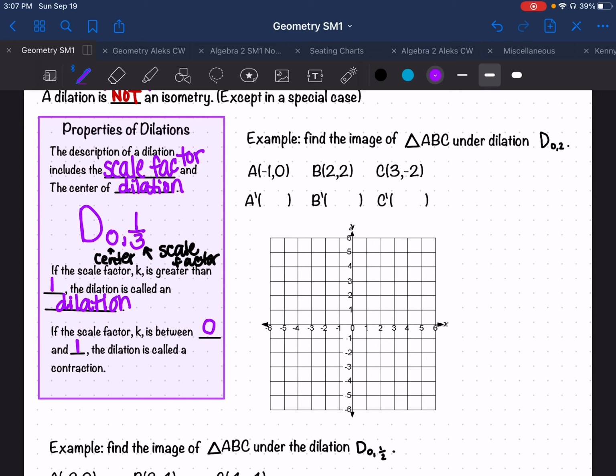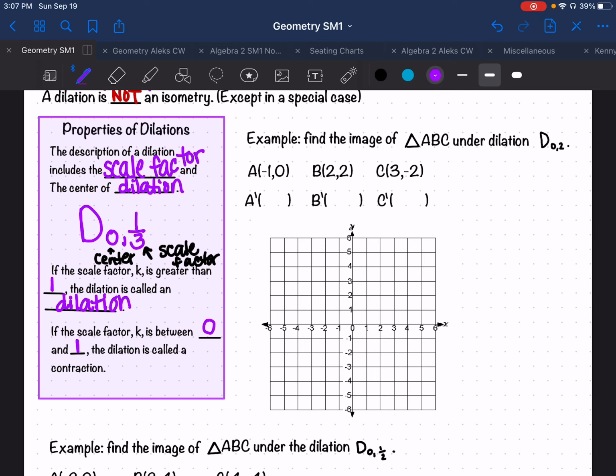Find the image of ABC under the dilation D0, 2. So you always want this center to be at 0. That's not going to move your point much. And then your scale factor is the 2. Basically, what that means is you're going to take each part of your ordered pair and you're going to multiply it by your scale factor.